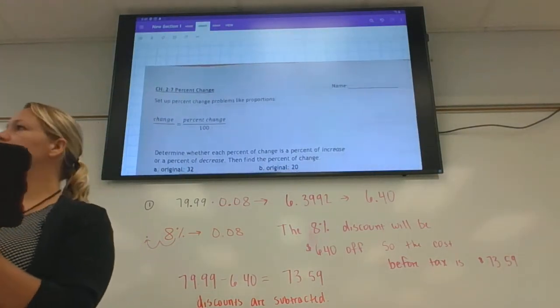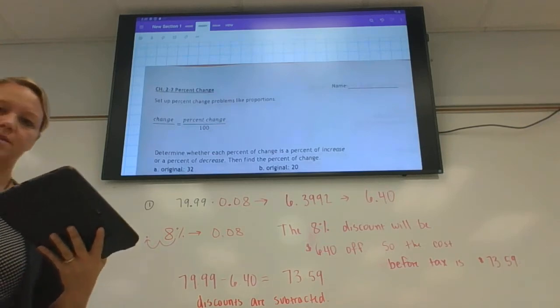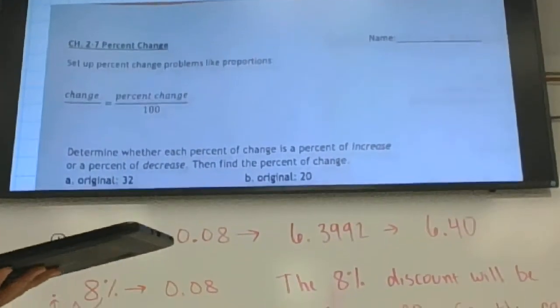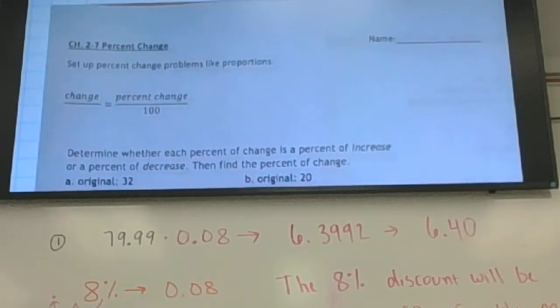Okay, so I want you to practice. So we just did percent change problems using sentences and in decimals, but I want you to practice this ratio in your assignment today and moving forward in this chapter. So you're gonna put the amount of change over the original amount, and then you're gonna set that equal to percent change, and then we're going to cross multiply like that.